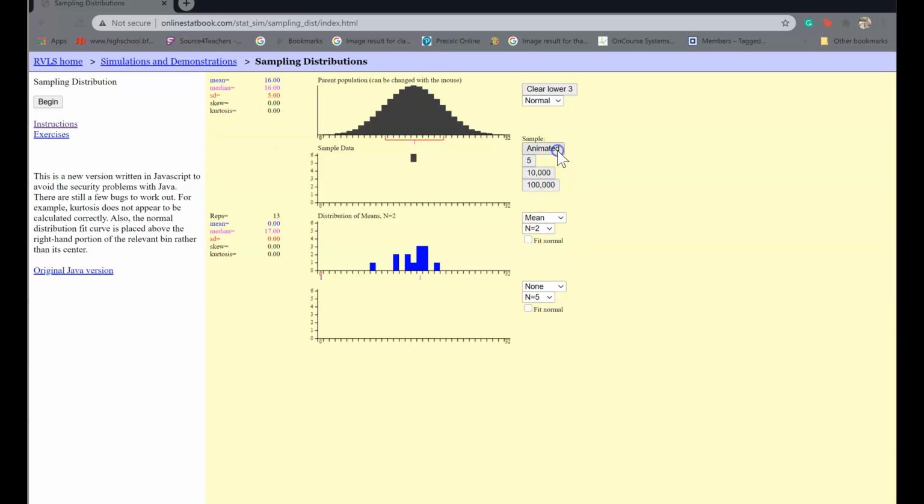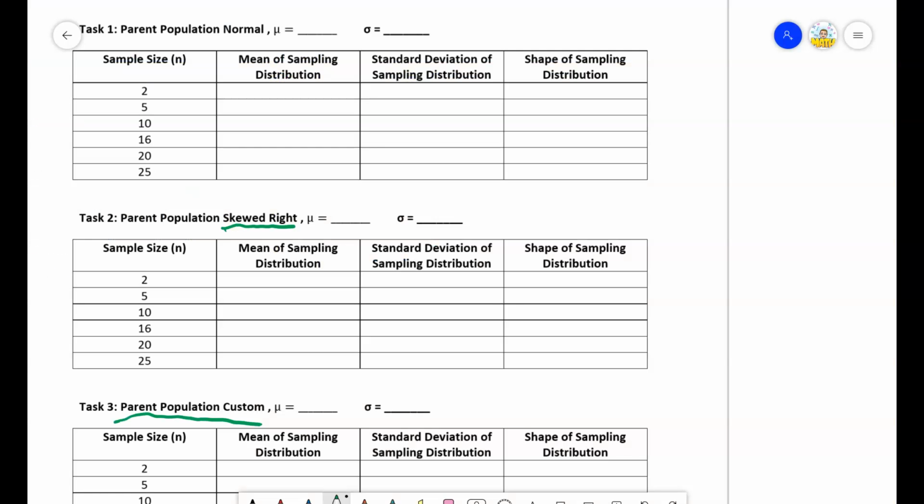So I'm going to do this, taking 2 numbers and averaging them, 100,000 times with 1 click of the mouse. Ready? So what do we notice in this sampling distribution when we think of the center, the shape, and the spread? If we look at the parent population, the mean was 16 and the standard deviation was 5. So I'm going to write that down. I started with a mean of 16 and a standard deviation of 5.